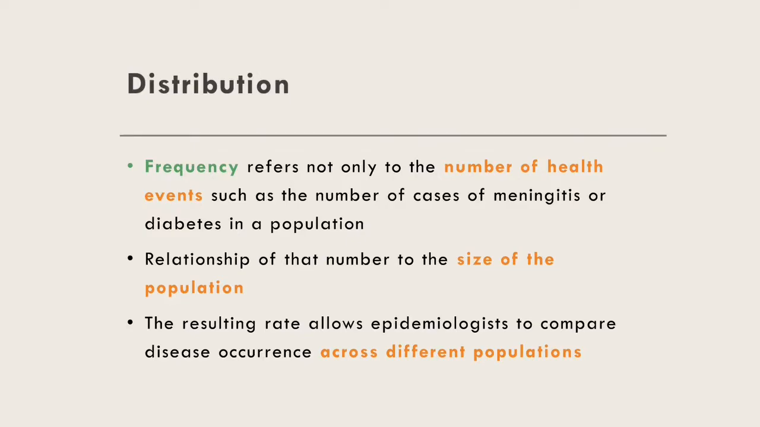Moving further, frequency within the distribution refers to the number of health-related events, like cases of meningitis or diabetes, in a population and the relationship of that number to the size of the population. The point to emphasize over here is that the number in isolation, without talking about the size of the population, will not have a meaningful interpretation. The resulting rates allow epidemiologists to compare disease occurrence across different populations.